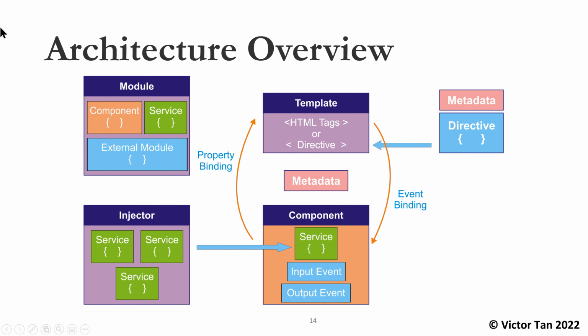So this is kind of an overview of the architecture. The module, as you can see, is a collection of a variety of components, services, and other modules. Okay, then you have the template and the component. These are the core parts. These two things are the core of an Angular app. So you're going to have many components and many templates. Every component has a matching template, right?